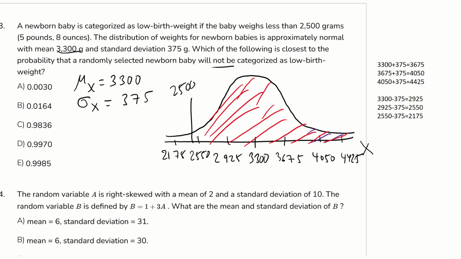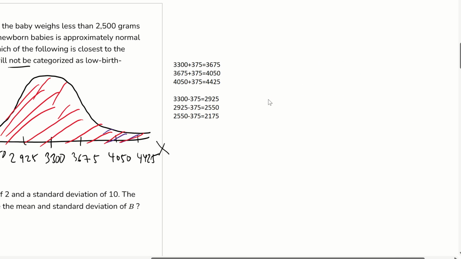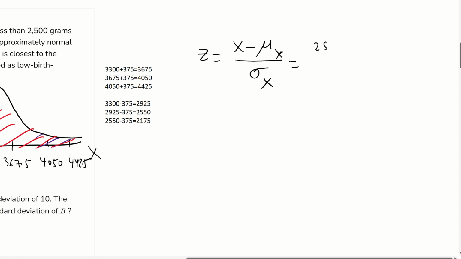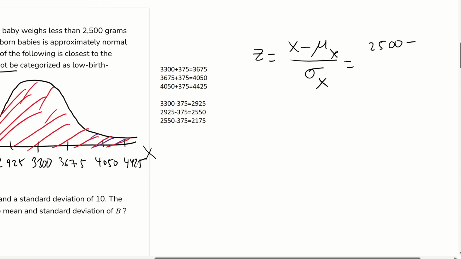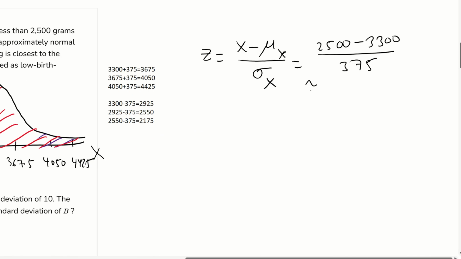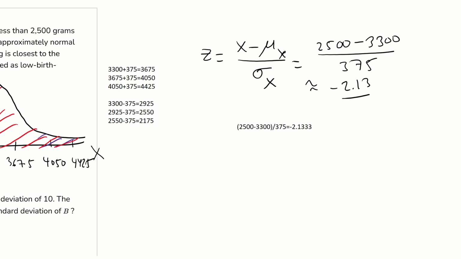All right, so we're gonna convert this to a z-score, the 2,500. So remember the formula for the z-score is x minus mu divided by the sigma. So the x value is 2,500 minus the mean. Divide that by the standard deviation, which was 375, I believe. See what we get for that. Remember, put that in parentheses and if you're doing that on the calculator, the numerator. So you get negative 2.13.